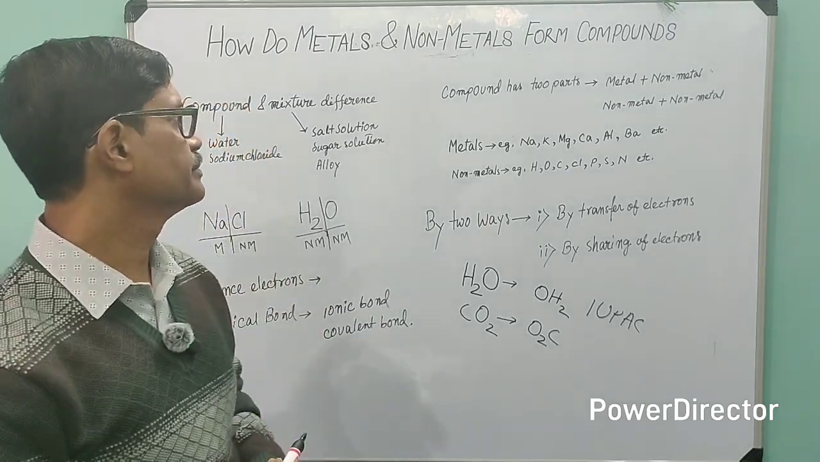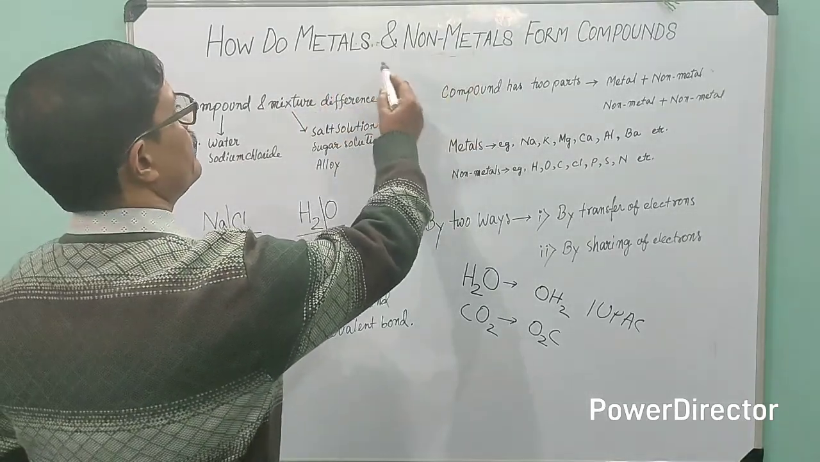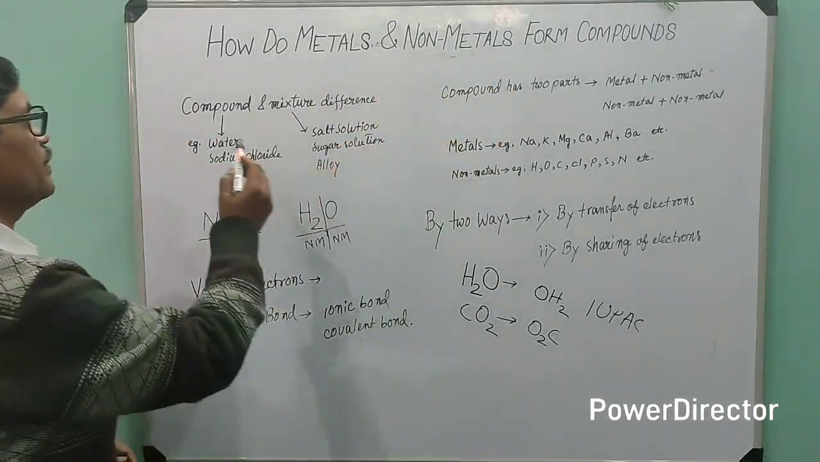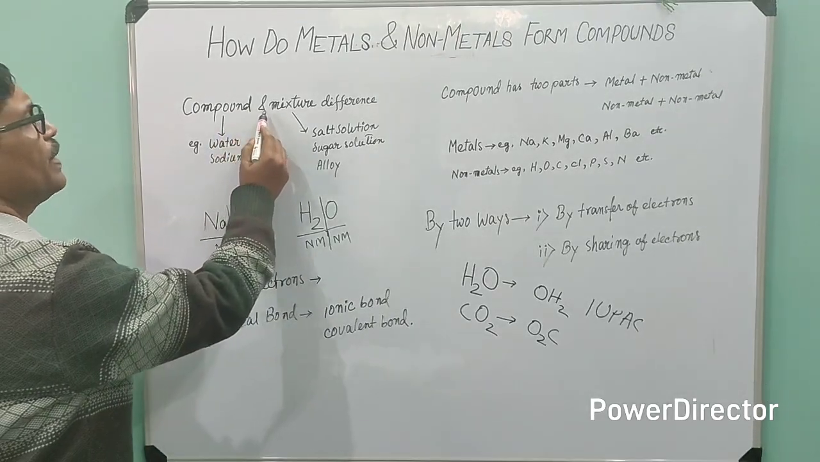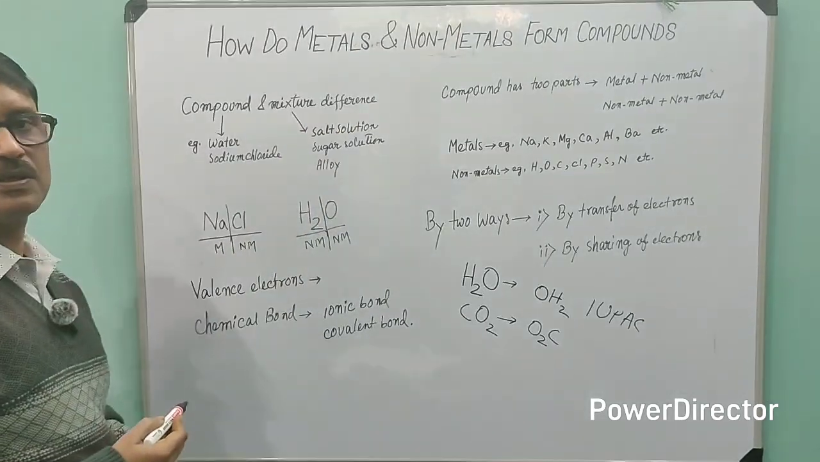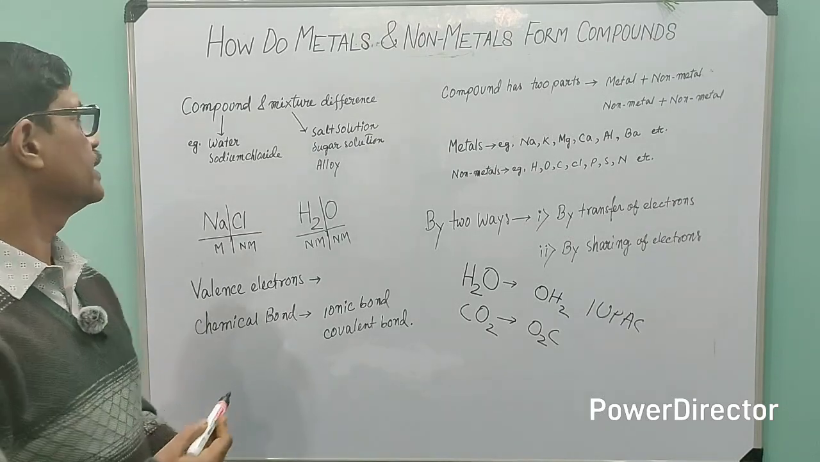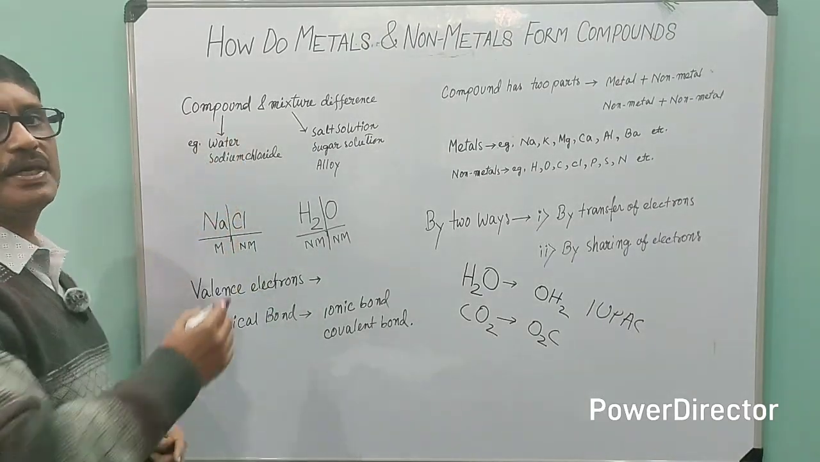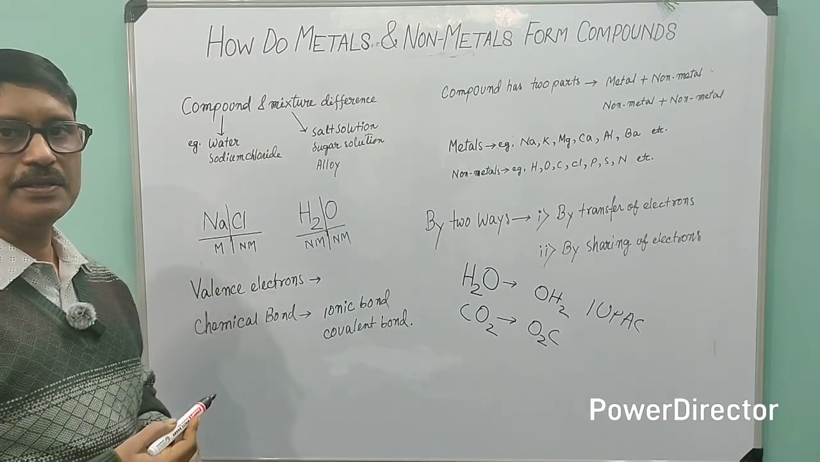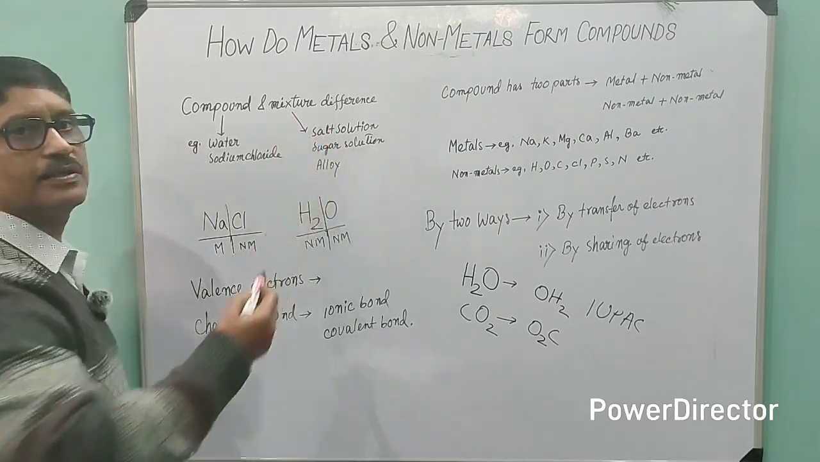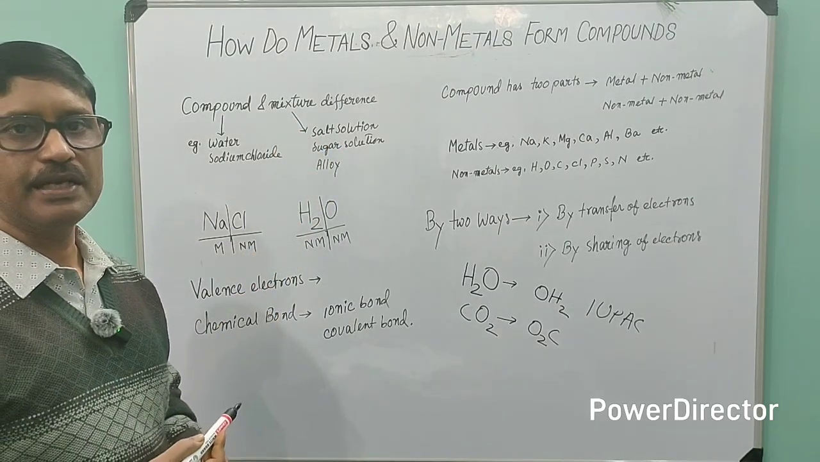Now come to this topic, how metals and non-metals form compounds. First of all, you have to know some basic things. Compound and mixture difference. Already you know the difference between compound and mixture. In case of compound, chemical combinations, chemical reactions happen, but in case of mixture, no chemical reaction happens, they simply physically mix.